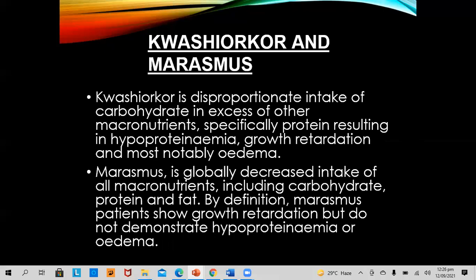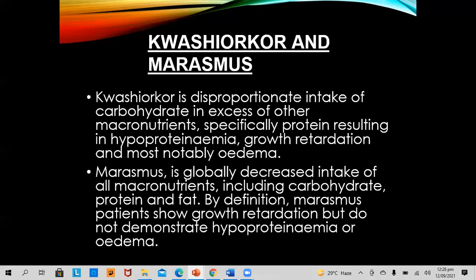Kwashiorkor and marasmus. Kwashiorkor is disproportionate intake of carbohydrates in excess of other micronutrients, especially proteins. So there is a tendency to ingest more carbohydrates like cereals, like wheat grains, rice, and less proteins, which are mainly seen in milk, egg, and meat. This results in hypoproteinemia, growth retardation, and most notably edema.